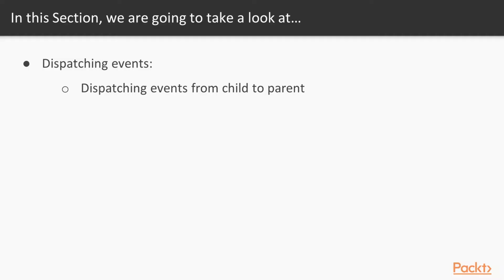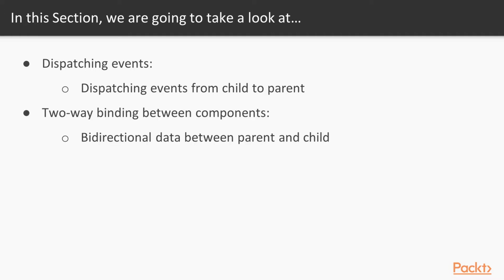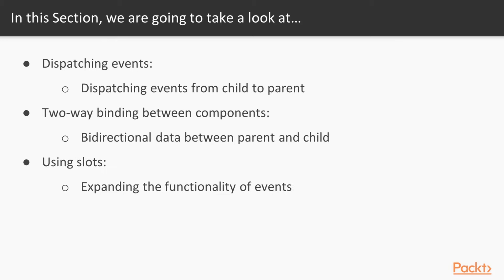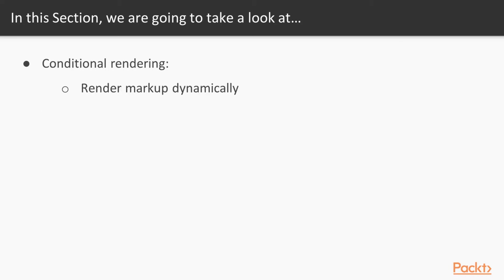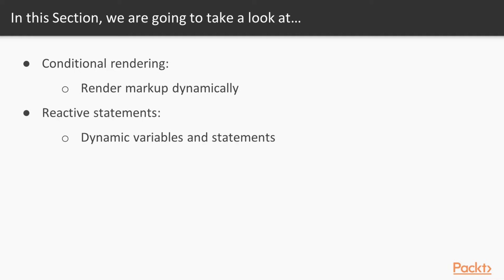We will start this section by learning how to dispatch events. We will continue with two-way binding between components and then with slots, a new concept for us. Another new and important concept is conditional rendering. The final video will see us finish our project while learning about reactive statements.